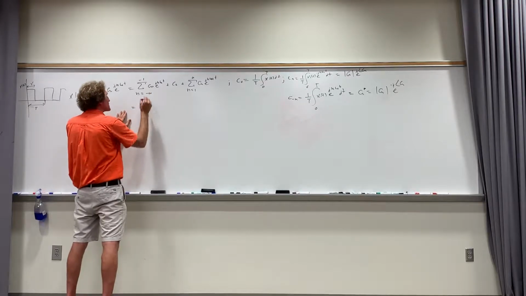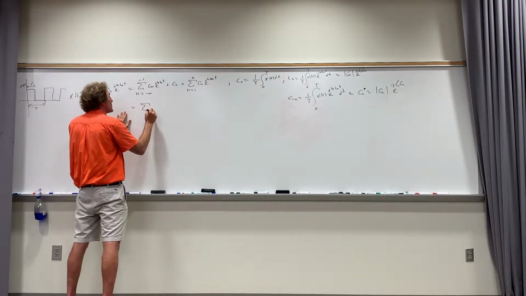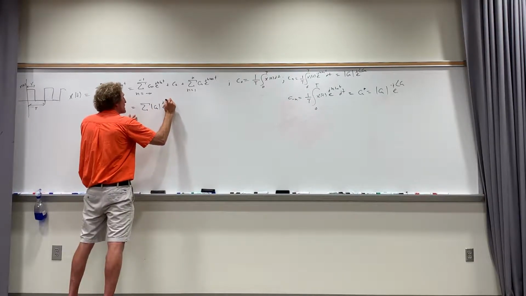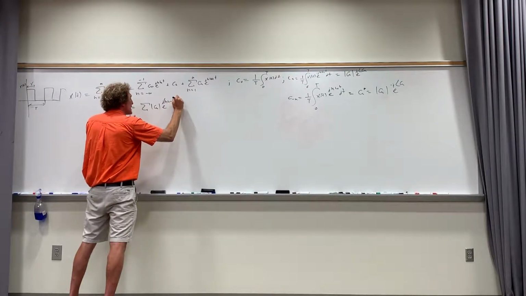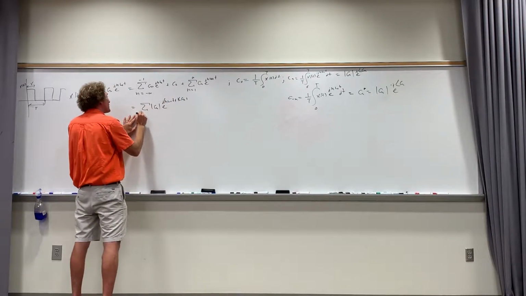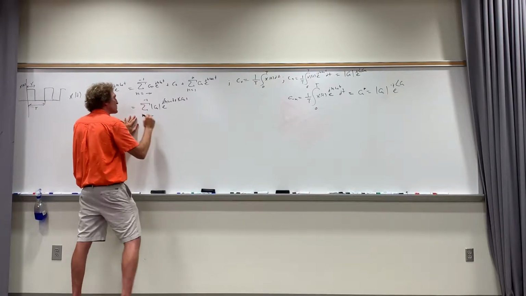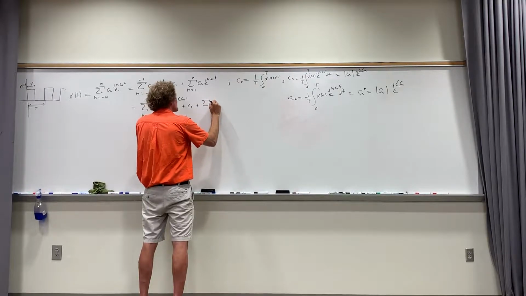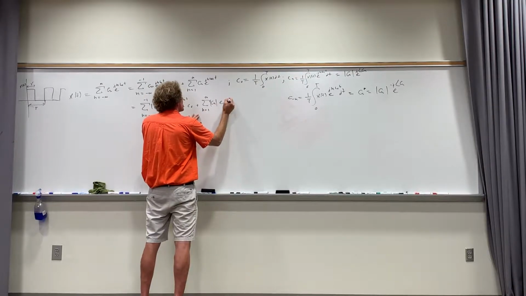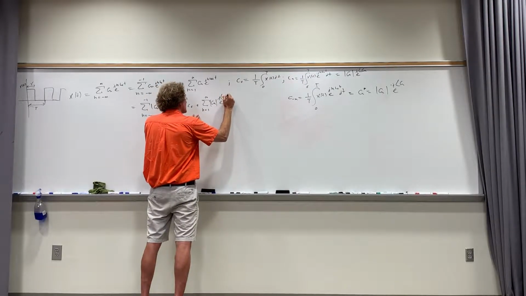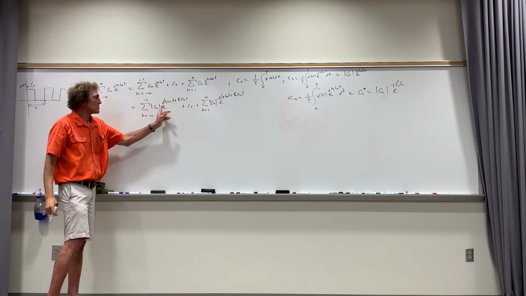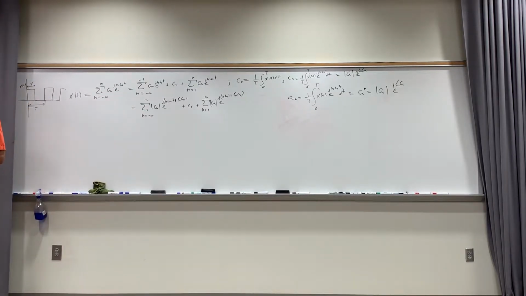I can represent this as the summation of magnitude of c of n, then e to the j n omega naught t plus the phase angle of c of n, from n equals minus infinity to minus 1, plus c0, plus the summation of c of n magnitude, n equals 1 to infinity, times e to the j quantity n omega naught t plus the phase angle of c of n. So I've included the phase angle in this exponential term. Do you all see what I'm doing here, class?